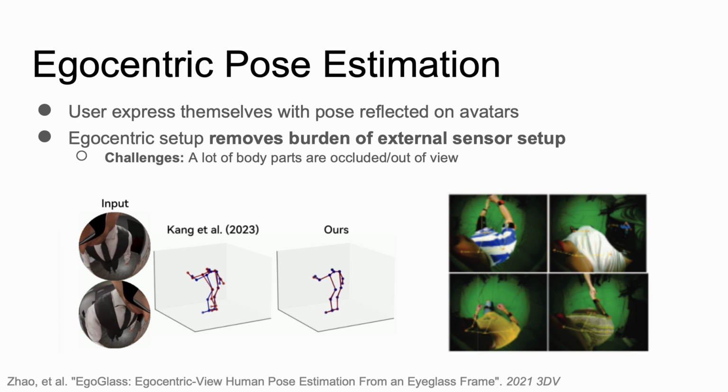In many applications, users express themselves through pose reflected on their avatars. Images on the right show egocentric camera views. In egocentric view, body parts are occluded or out of the view, making it challenging to estimate full body pose.